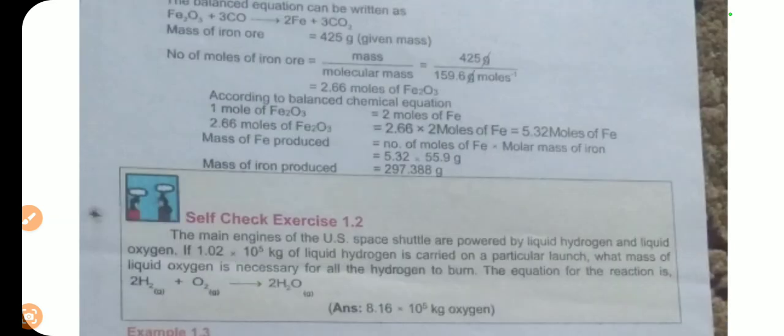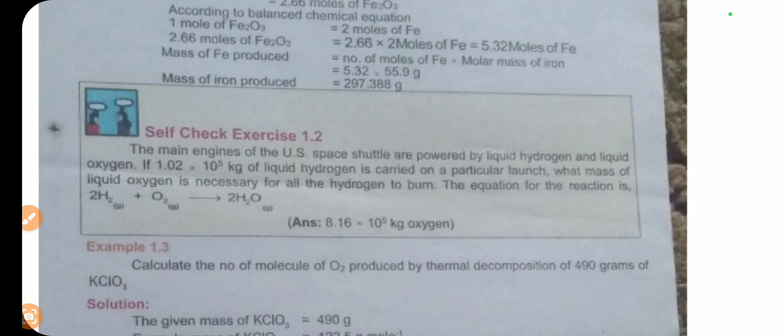So we can easily do it. First we calculate the moles from the balanced chemical equation. Then moles are converted into mass by multiplying moles and molar mass. We can easily calculate the mass of that particular substance.